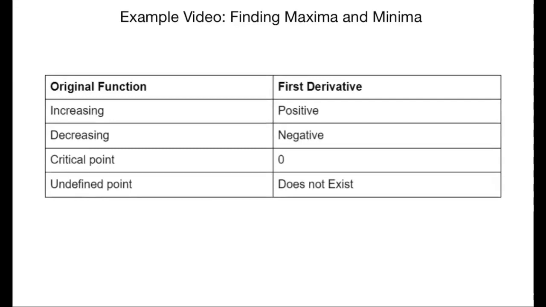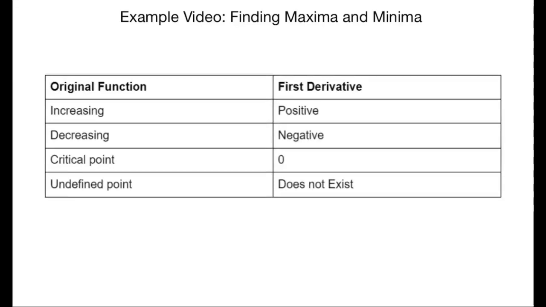This is an example video for using the first derivative to find the behavior and extrema of a function using our knowledge of critical points and the relationship between the original function and the first derivative of the function. We will go through an example numerically and graphically using the chart that explains this relationship. The chart is as follows.